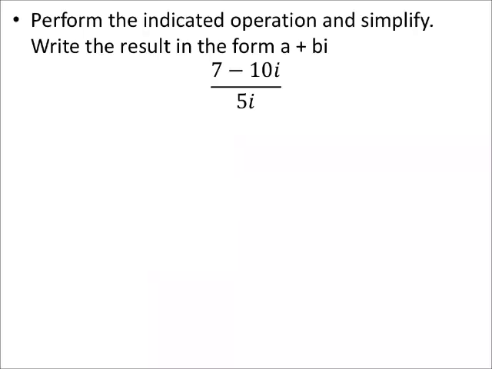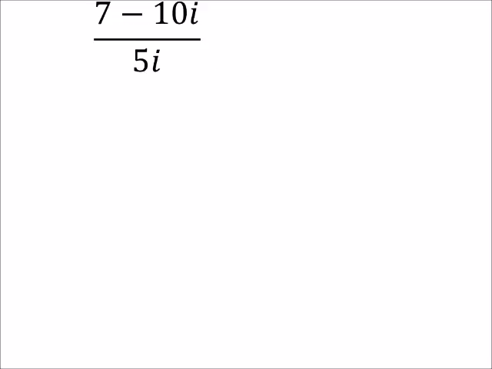All right. We can't have the i in the denominator there. First thing, I mean, we could split this up, but having the i in the denominator is going to mess everything up. So the first thing I need to do is multiply the 5i by i. So I have to multiply this 7 minus 10i by i as well.